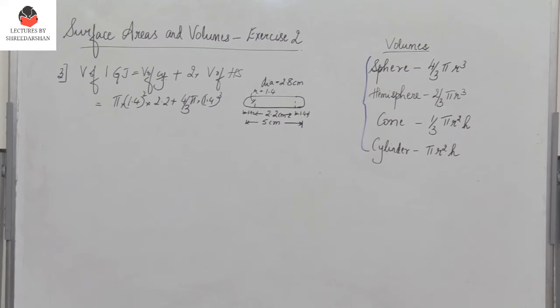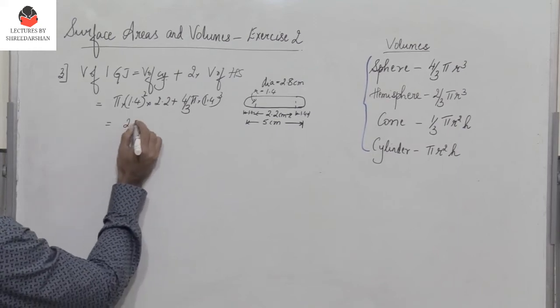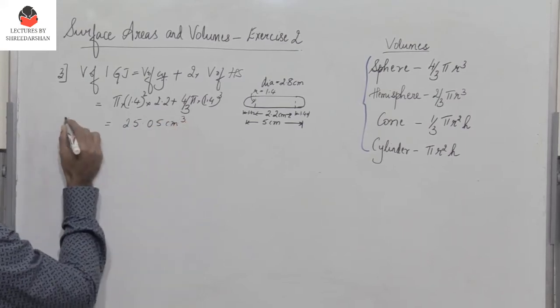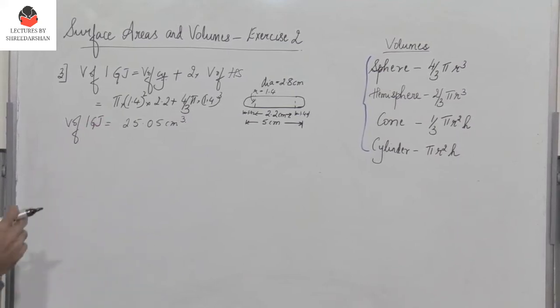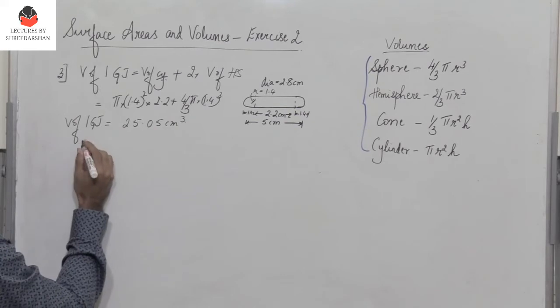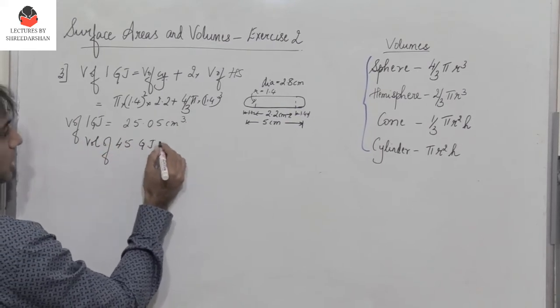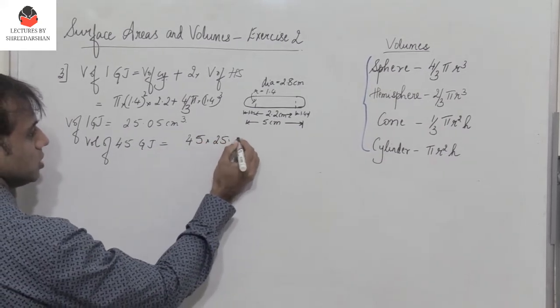Right? So it is 4 by 3 pi 1.4 the whole cube plus pi 1.4 the whole square into 2.2, and what do we get? We get a value equal to 25.05 centimeter cube. So this is the volume of one gulab jamun. Now what do I need? I need the volume of 45 gulab jamuns. So the volume of 45 gulab jamuns is nothing but 45 into 25.05.